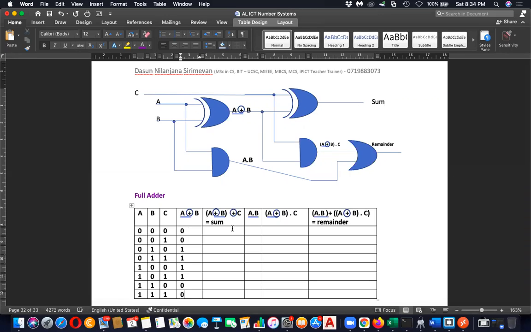Correct. Then A XOR B XOR C. That means this one XOR C. Consider these two. A XOR B XOR C. Consider this one and tell me the answer.